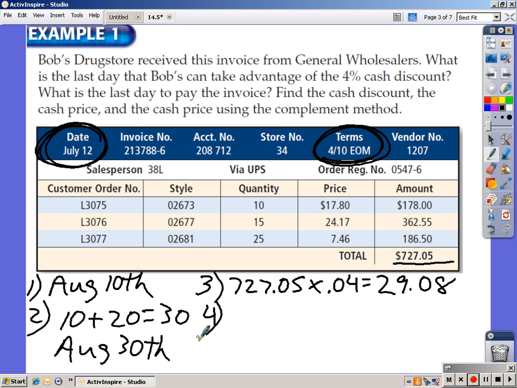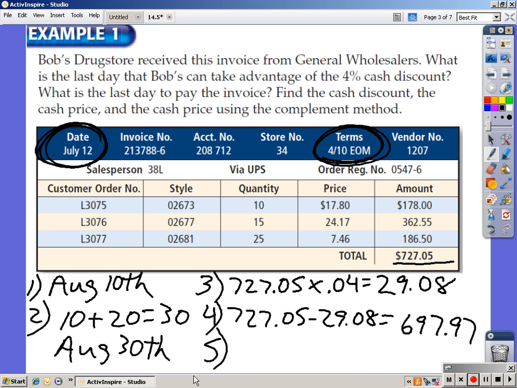Okay? Question 4 asks us to find the, let's see, the cash price. $727.05 minus 29.08. Okay. And we get 697.97.